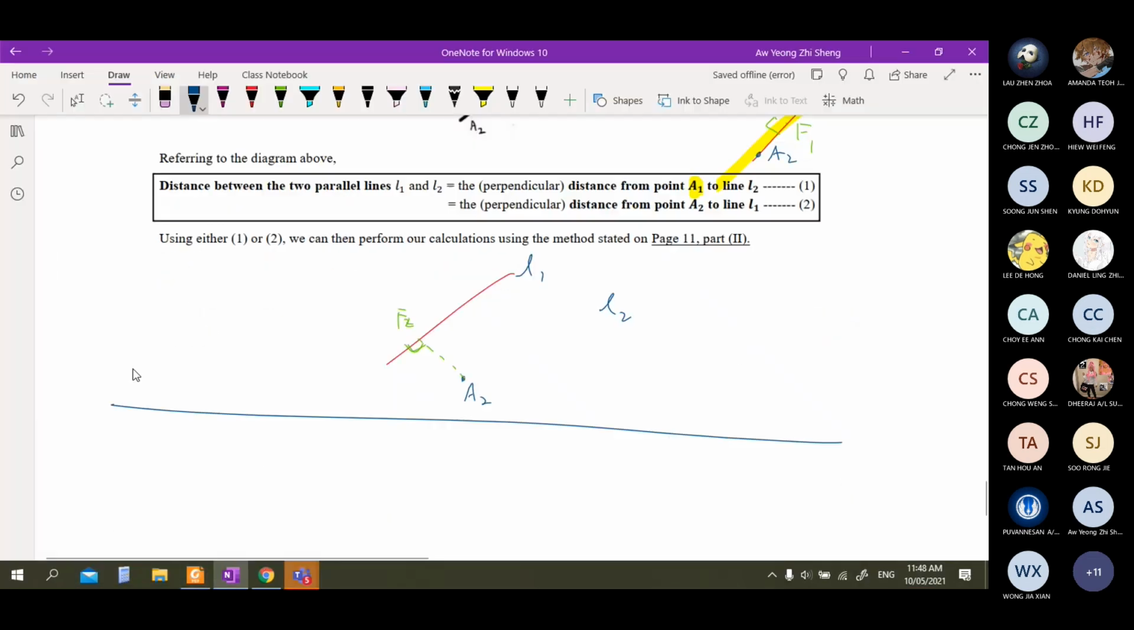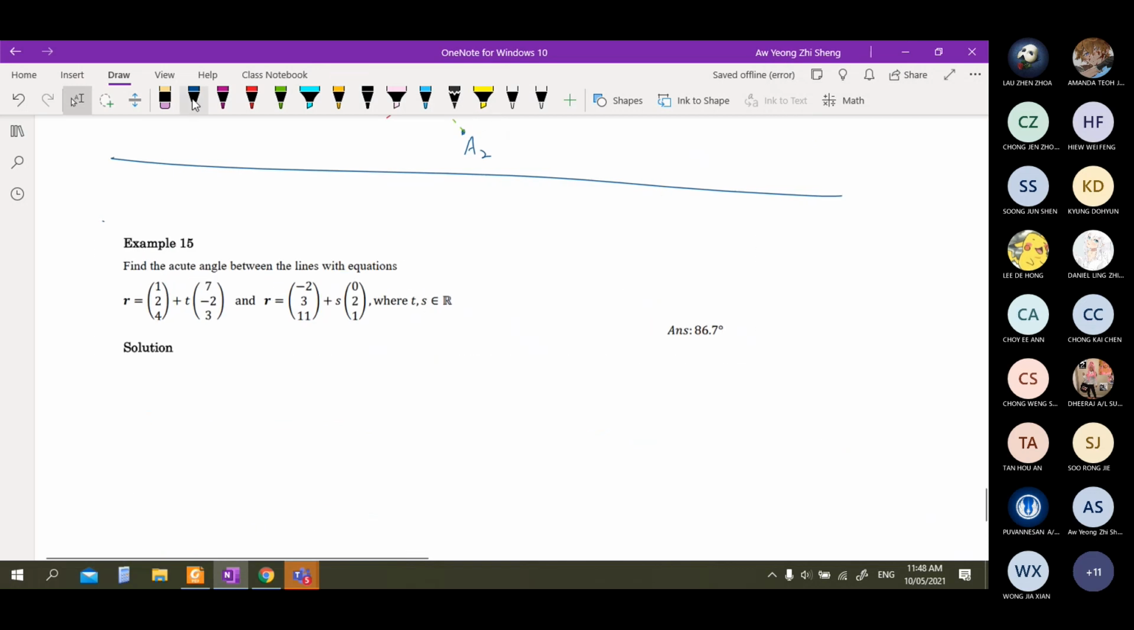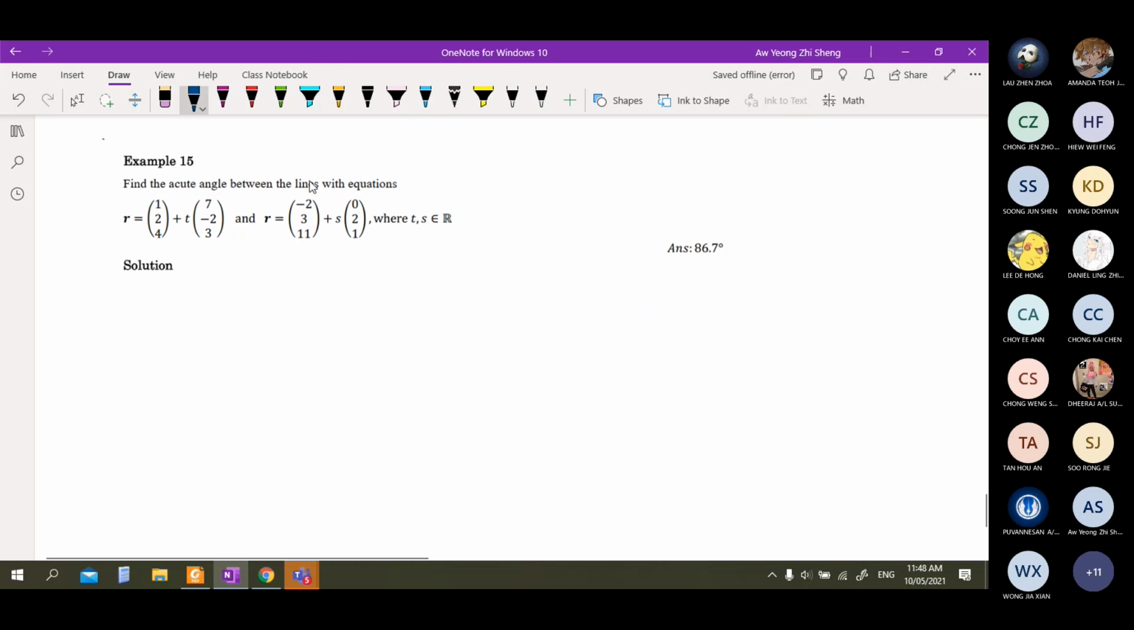Now, example 15. Find the acute angle between the lines with these two equations. In many of the exam questions that ask for the angle between two lines, they are going to mention the word acute. If they mention the word acute, it's reminding you that they force your answer to be acute, which means you need a modulus at the numerator.